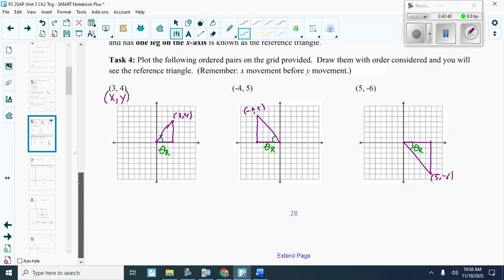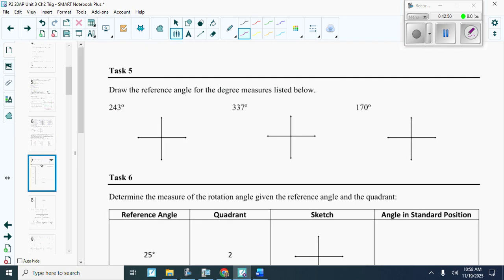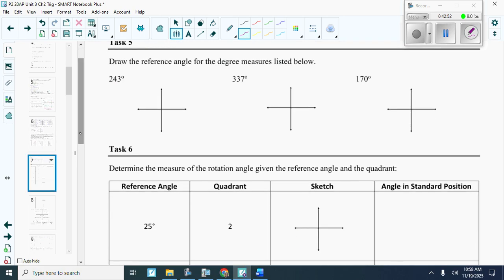So let's do a couple of these. First, you're going to draw the standard angle. So 243. What quadrant am I going to be in? First, label your quadrants.